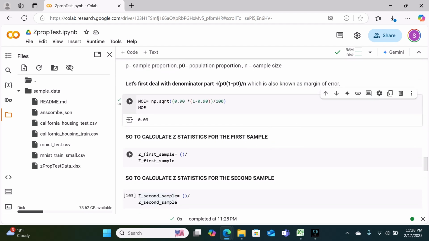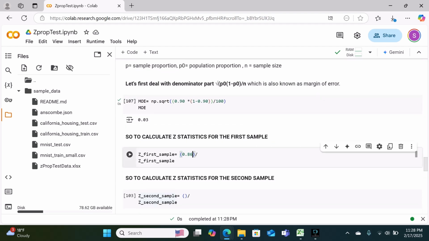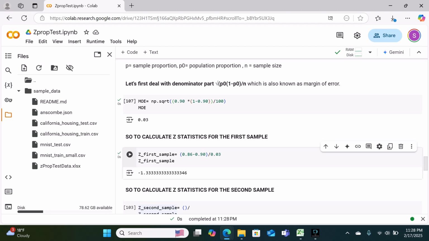Now we can calculate the statistic for the first sample, which is equal to the first sample proportion, which is 0.86, minus the population proportion, which is 0.90, divided by the margin of error, and that is minus 1.333 as the z statistic.